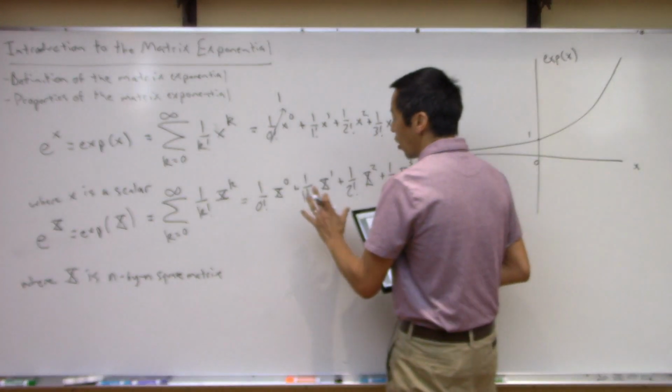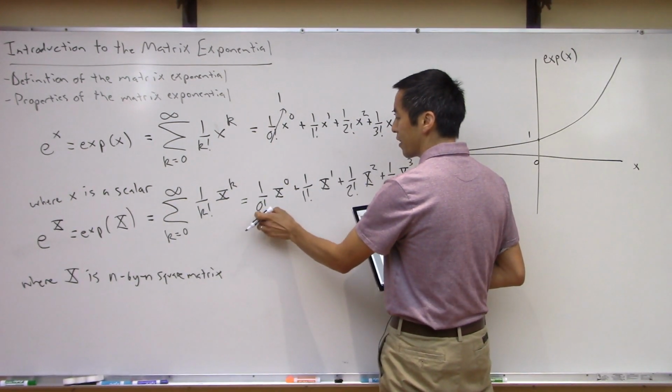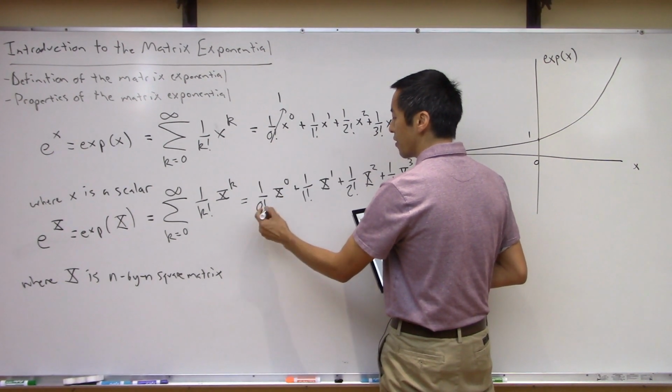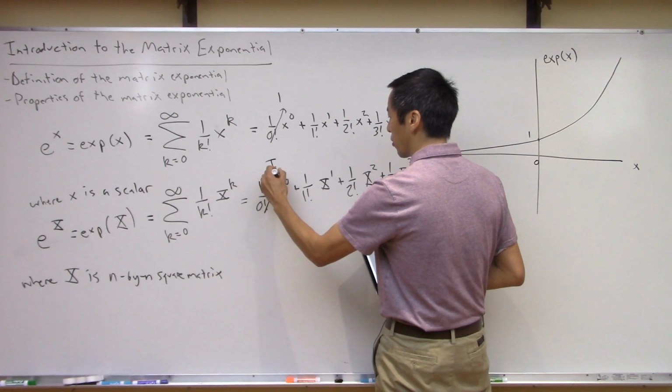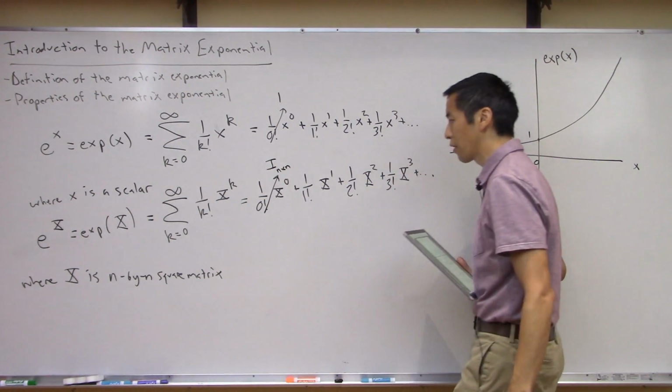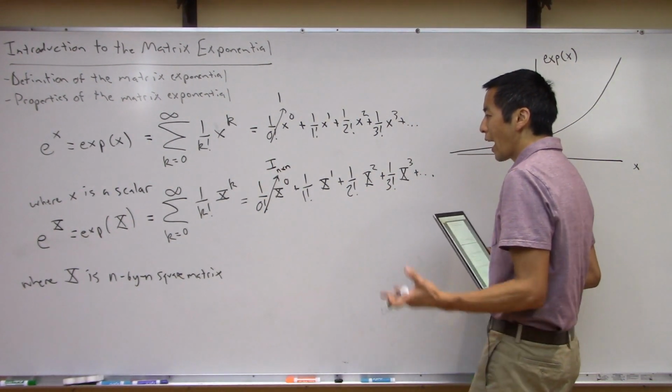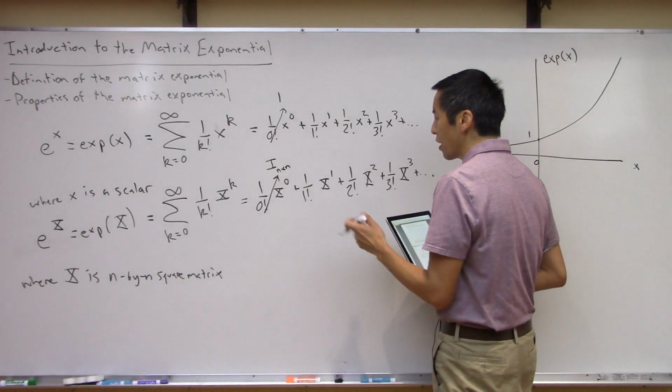And again, this is very similar. The only difference is that now in this case, this is the identity matrix, right? We're going to write this as I, and maybe I'll say I n by n just to make this explicit, right?